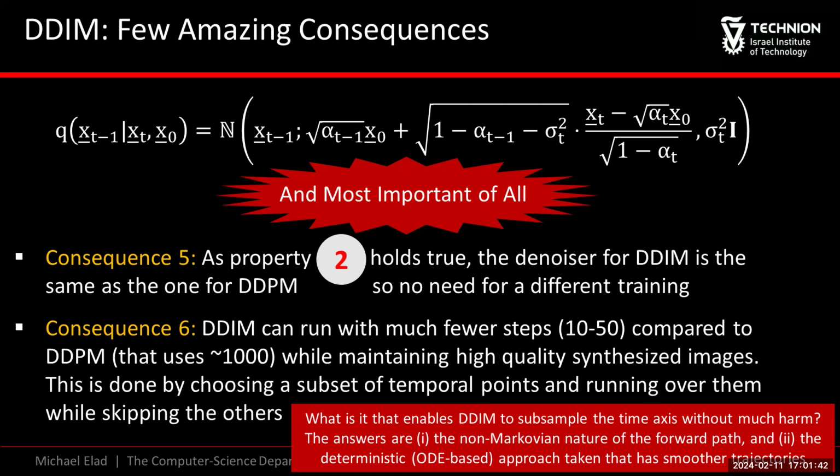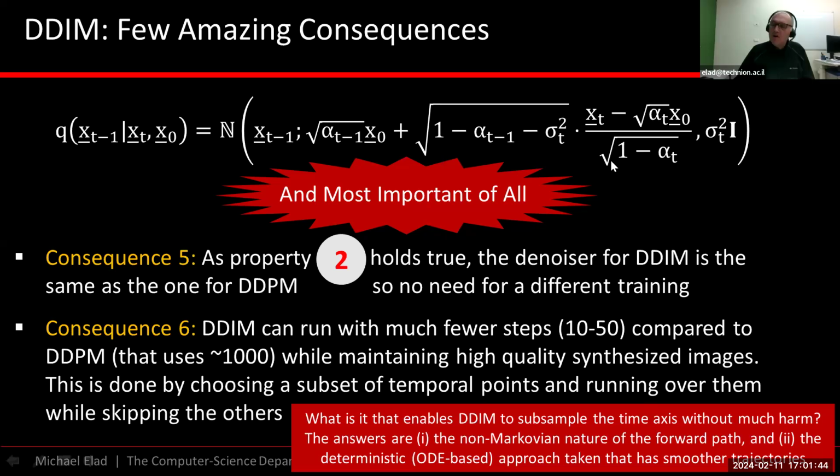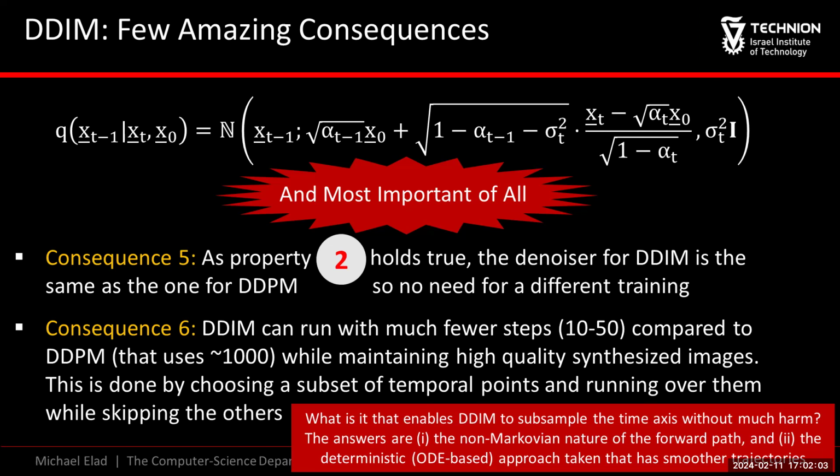In the reverse, it is a Markovian chain, because from xt I'm going to xt minus 1, and from xt minus 1 I'm going to xt minus 2, etc. It's just that I need to provide you with x0. So I do the same cheat that DDPM did: I'm replacing x0 with a denoised version of xt. So in the reverse it is a Markovian chain, but not in the forward.